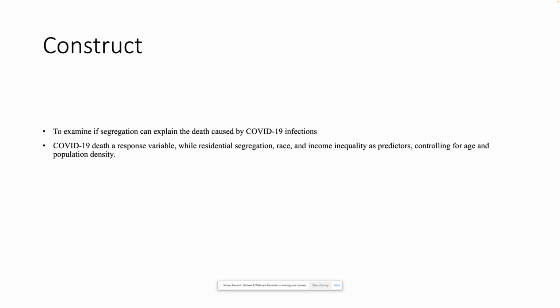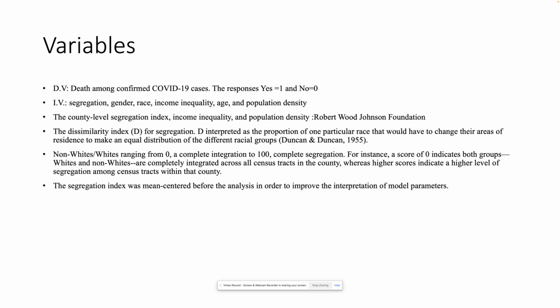So the construct is COVID-19 death as a response variable, while segregation, race, income inequality, and gender are predictors, controlling for age and population density. The segregation index is a county level index along with income inequality and population density. All of those data I got from the Robert Wood Johnson Foundation.